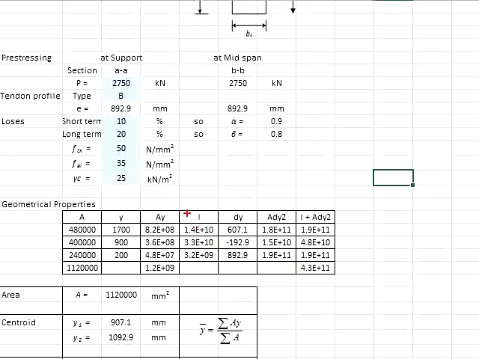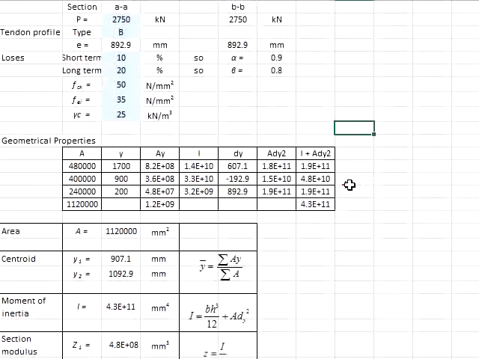Next, you need to calculate the second moment of inertia. It is obtained by calculating the equation bh^3/12. The area is already given. Now you need to obtain the dy. dy refers to the distance from the centroid of the element to the centroid of the entire beam. This is obtained by subtracting this y from this.